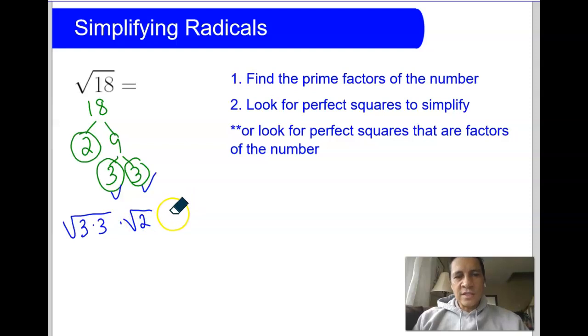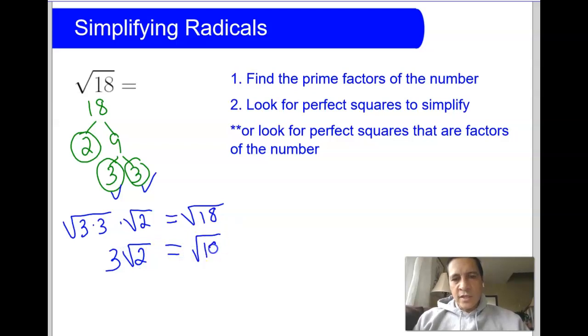And we know that this is equal to the square root of 18, because 3 times 3 times 2 is 18. Well, I know the square root of 3 times 3 is just 3, and I'm going to multiply that times the square root of 2, and that's going to be equal to the square root of 18. Go ahead and pause this, check this on a calculator, and see that both of them are equal. They're both about 4.24.